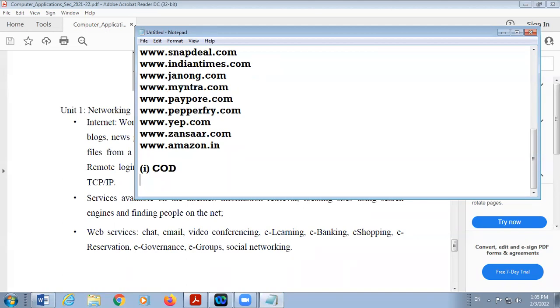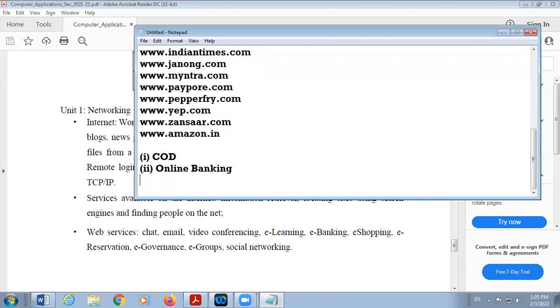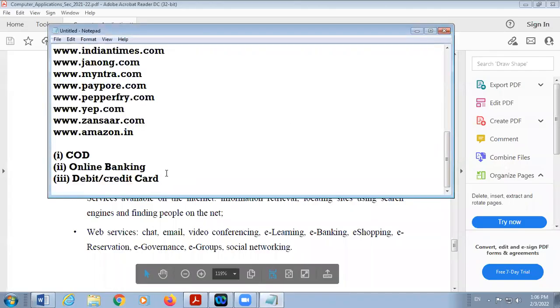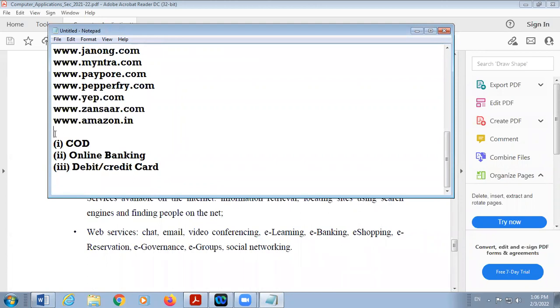Next is, you can make the payment by using online banking. Okay. Third one is by using debit or credit card. So you can make the payment by using different methods. Okay, so whenever you have to do e-shopping, you have different methods for payment: cash on delivery, online banking, debit and credit card payment. So you can use that for making the payment.